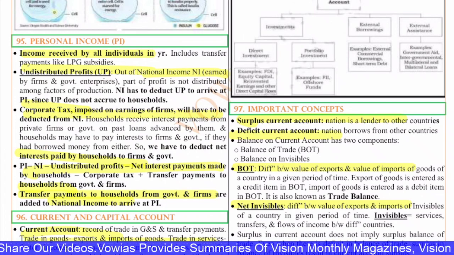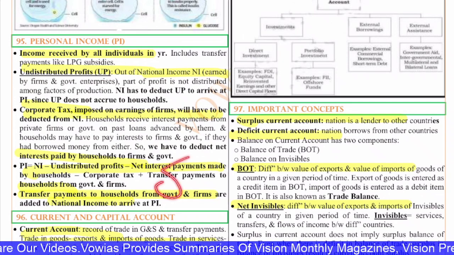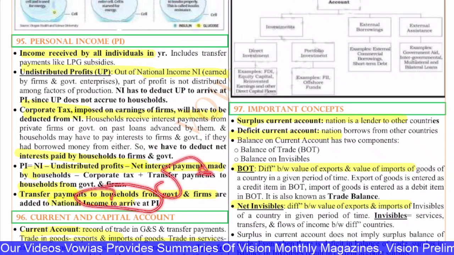The transfer payments to the households from the government and the firms are added to the national income to arrive at the personal income.